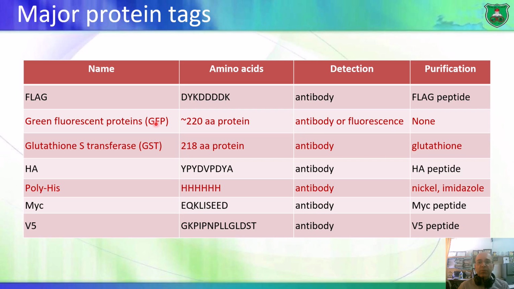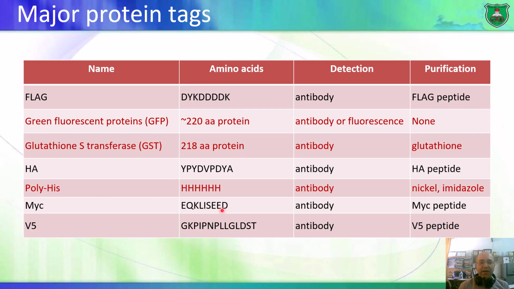So green fluorescent protein would allow us to detect the protein using fluorescence or even antibody. The glutathione protein would help us purify a protein. There's an antibody that recognizes this enzyme right here, so we can detect our protein of interest because the protein would have the transferase, and the antibody would bind to the transferase, which is attached to our protein of interest. Okay, so we would know that the protein exists in our sample.